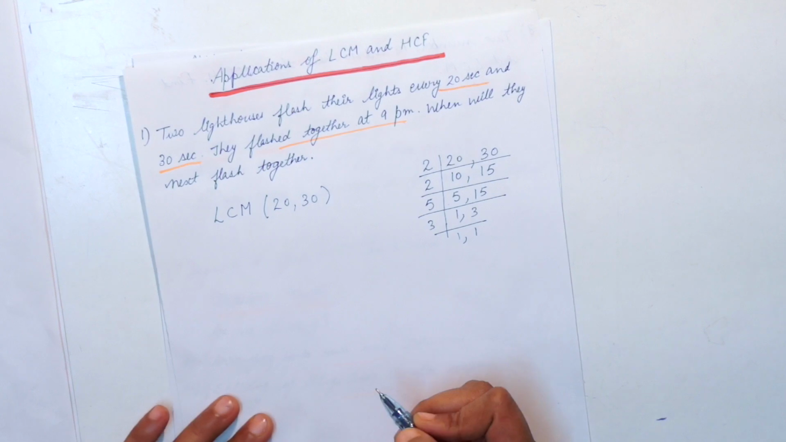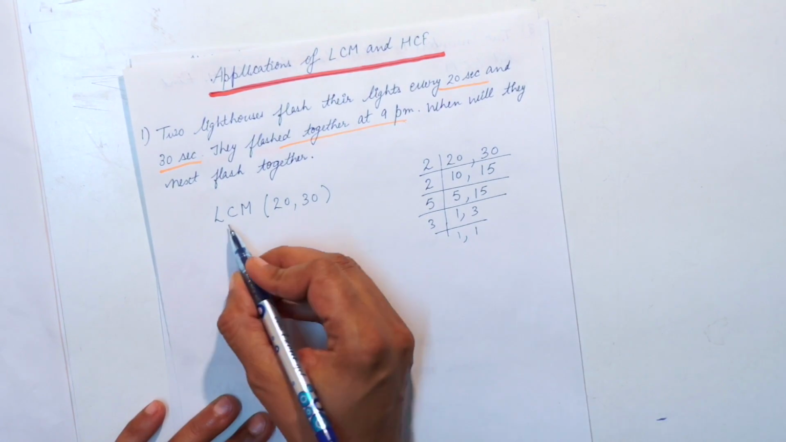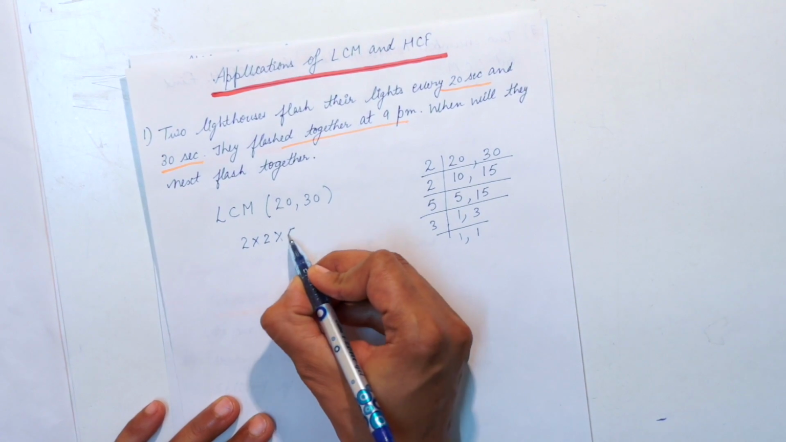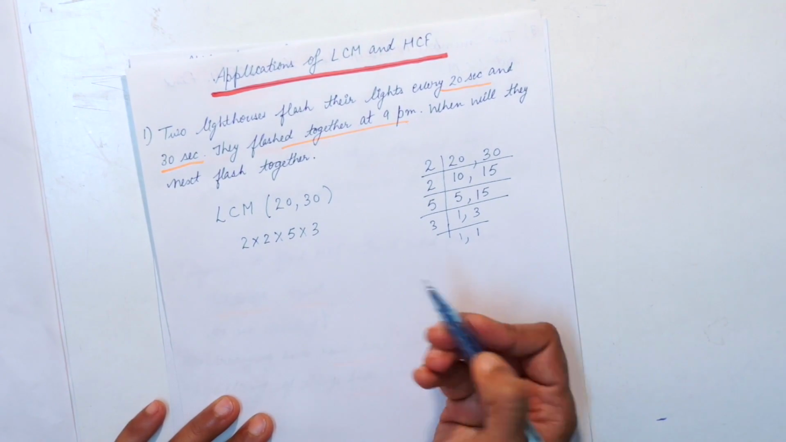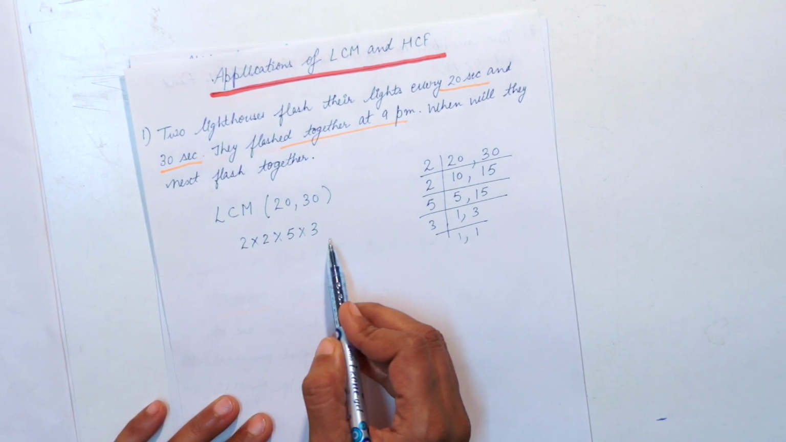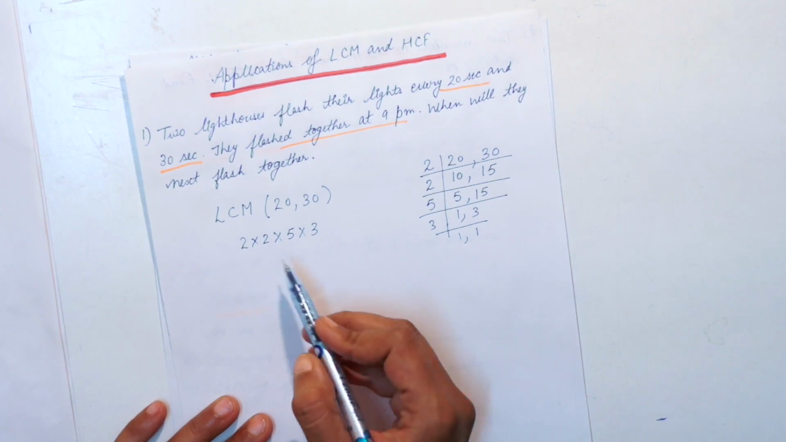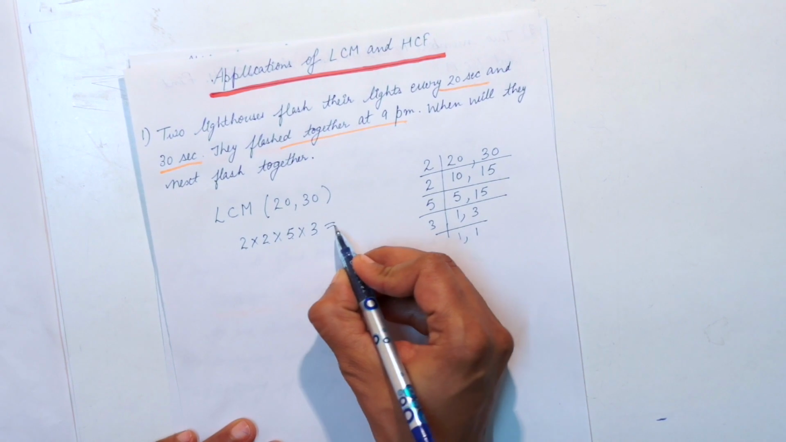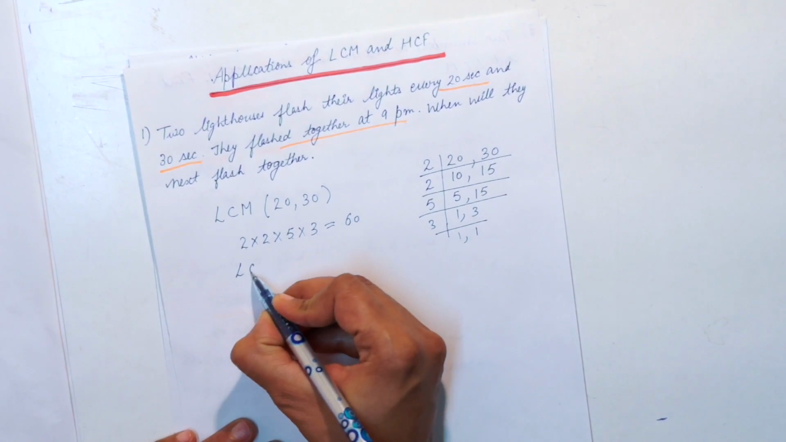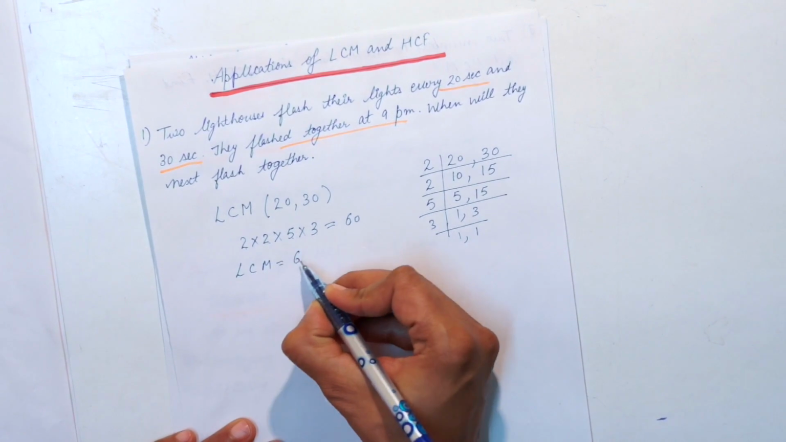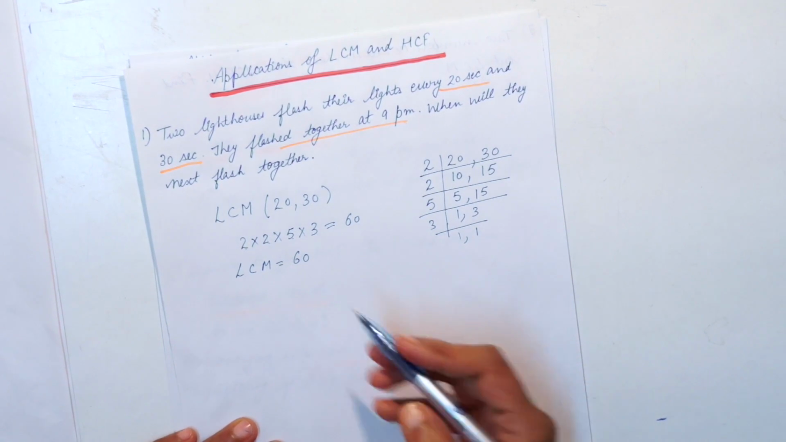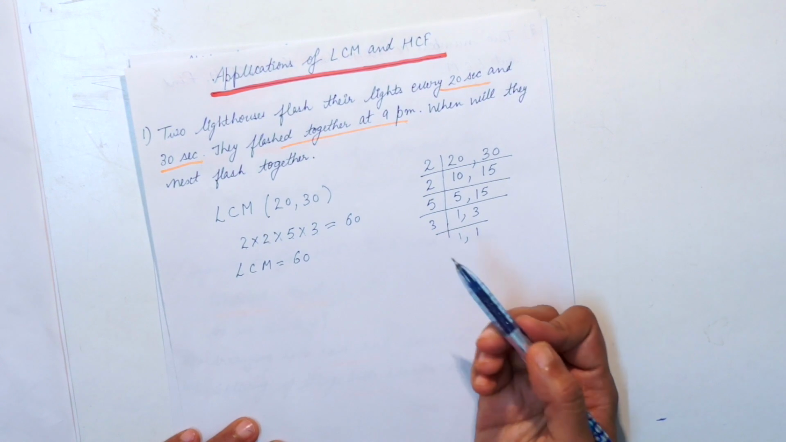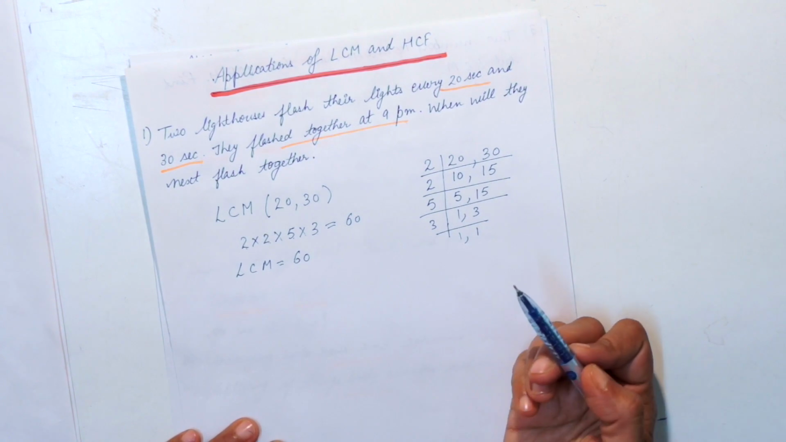So what are my factors here? 2 into 2 into 5 into 3. Yes? When I multiply all these numbers, I get the least common multiple. 2 2s are 4, 4 5s are 20, 20 3s are 60. So LCM is 60. So as you can see, 60 is the LCM. So it means they will flash together after 60 seconds.